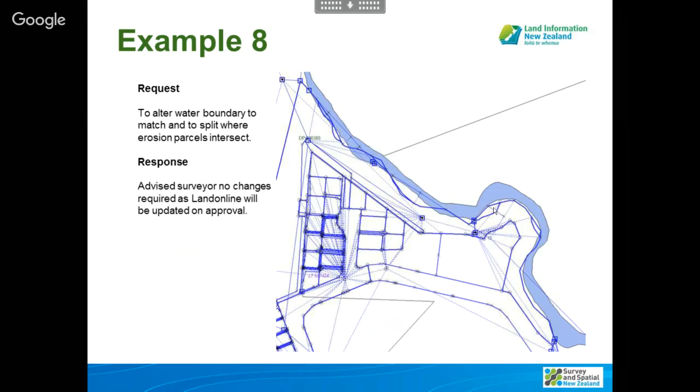In this instance, the surveyor is advised us to carry on and allow the post-approval line replacement process to deal with the change in shape.